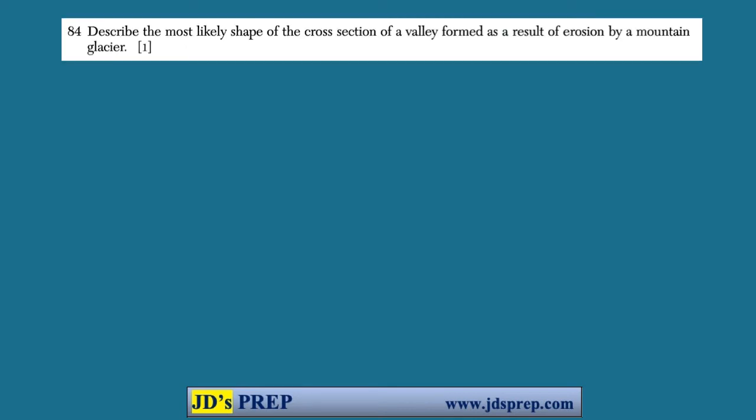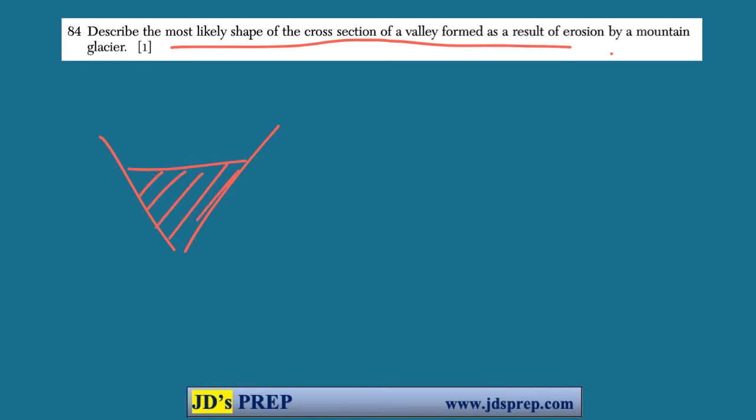Next, we're asked to describe the most likely shape of the cross-section of the valley formed as a result of erosion by a mountain glacier. Most valleys would start off V-shaped. Then a glacier comes in. If it gets filled with a glacier, we're going to have erosion happening here due to that movement of the glacier, eventually resulting in a U-shaped valley. Those U-shaped valleys are very typical of glacial landscapes.